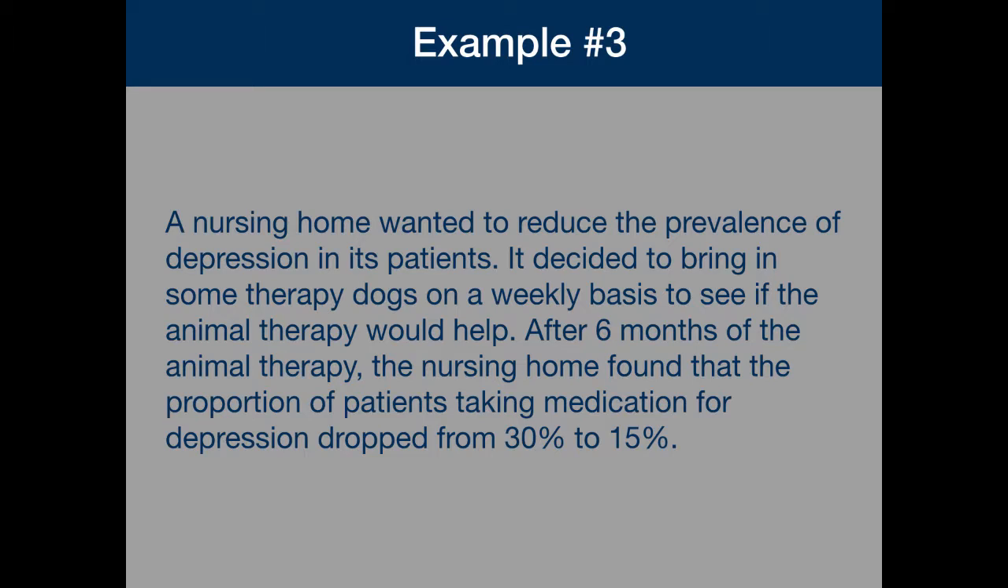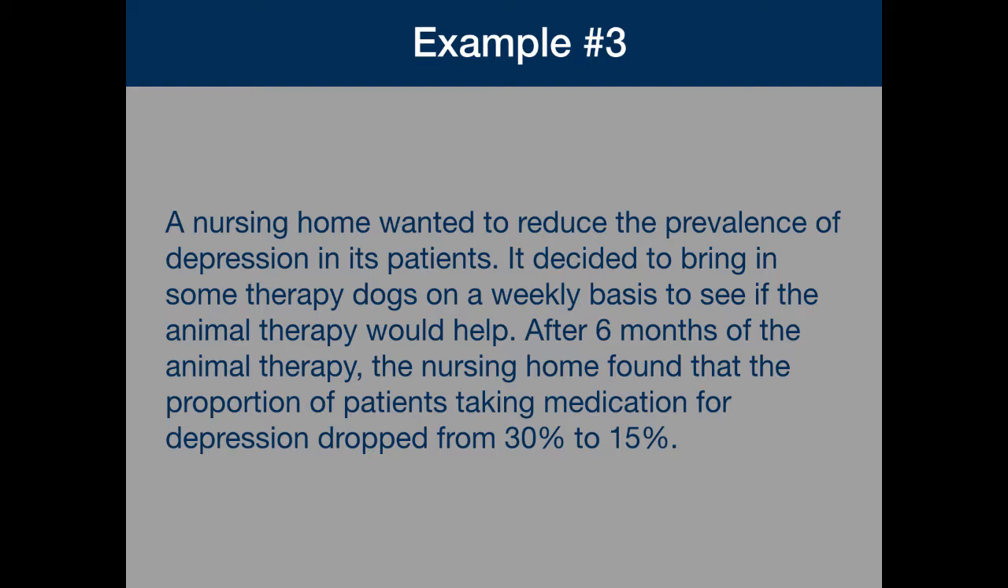A nursing home wanted to reduce the prevalence of depression in its patients. It decided to bring in some therapy dogs on a weekly basis to see if the animal therapy would help. After 6 months of the animal therapy, the nursing home found that the proportion of patients taking medication for depression dropped from 30% to 15%. Okay, you know the drill. Go ahead and pause the video and identify the two variables in this passage.